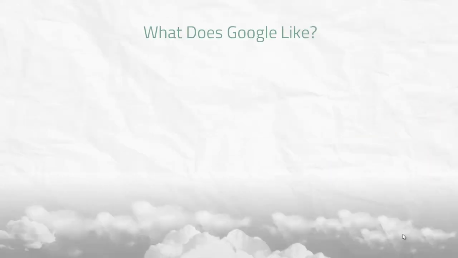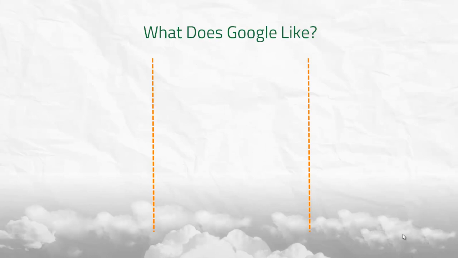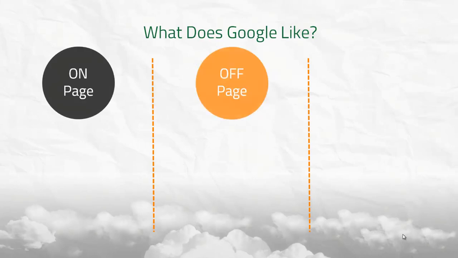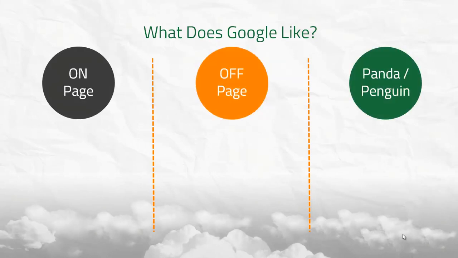So what does Google like? Google likes three sections. They like on-page factors, they like off-page factors, and they like Panda/Penguin factors. Those are algorithm changes. Each one of these actually has its own separate webinar, so I encourage you to attend those when you have the chance. But let's go ahead and go through each one of these sections.